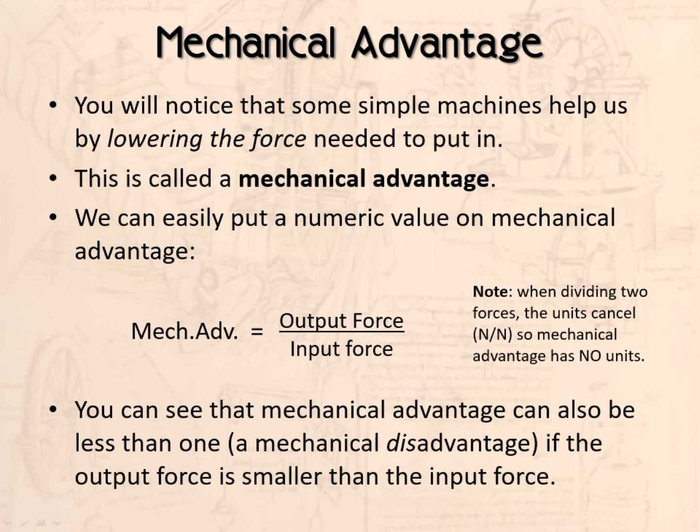Also, you can see that you can have a mechanical disadvantage if the mechanical advantage is less than 1. In other words, if the output force is actually smaller than the input force. Now, why might you want to do that, you might ask, and I guess we'll see why we might want to do that in a few slides' time.